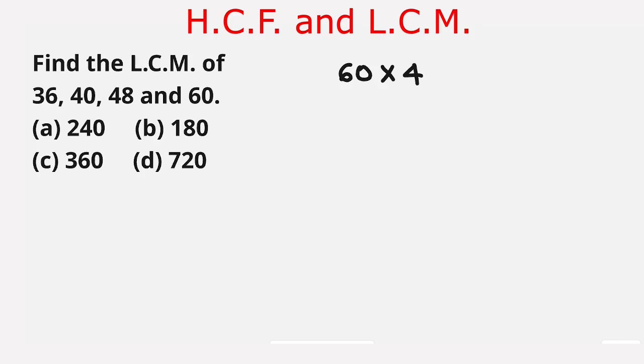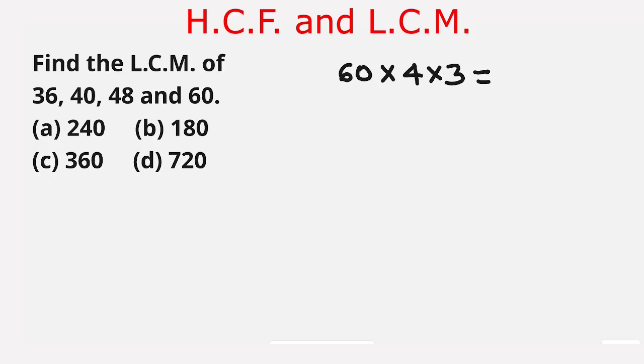40 is 20 times 2. 20 is already included in 60 because 20 times 3 is 60 and 20 times 2 is 40. And 2 is included in this 4. So 40 is covered. Now the next number is 36. 12 of 36 is included in 60 because 12 times 5 is 60 and 12 times 3 is 36. So 3 is not included in it. So we multiply by 3. And this is our LCM.